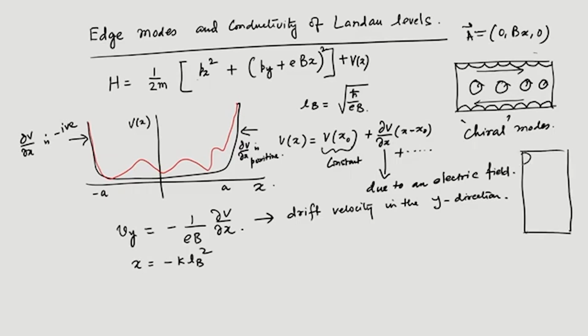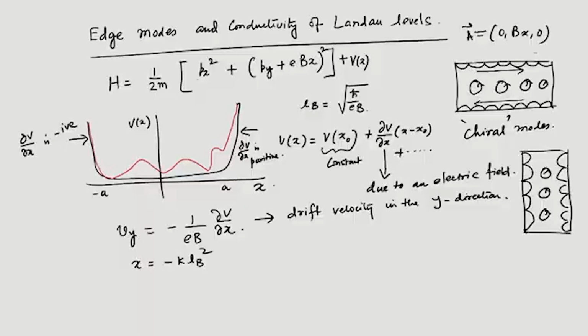And if you are more comfortable in thinking about the y direction being this, and so on, then you have all these cyclotron orbits which do not take part in any kind of conductivity. Okay. Because of this sign difference between the two, this del v del x at the two edges, the electrons move with different velocities or directions at the two edges of the sample.